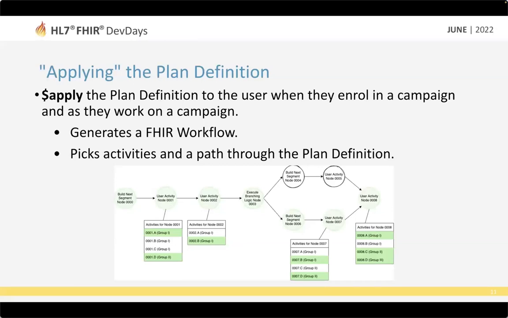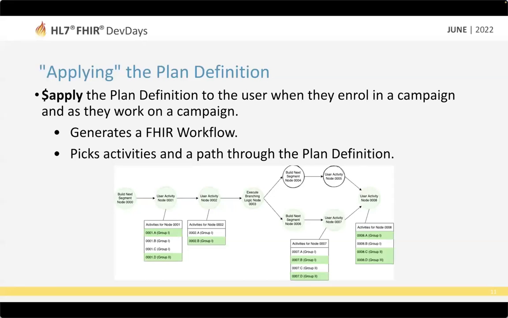As we apply the plan definition, we use the user's health data, any of their health goals, and any other data we have on them to pick relevant activities for them, along with a path through the plan definition. I've included a diagram on the bottom, which just shows a possible path and possible activities that could be picked for the user as part of the campaign.